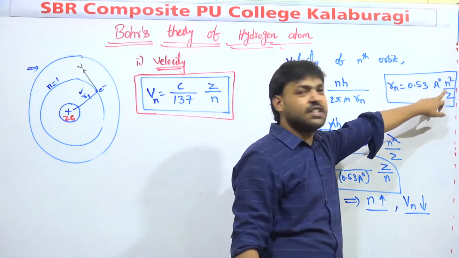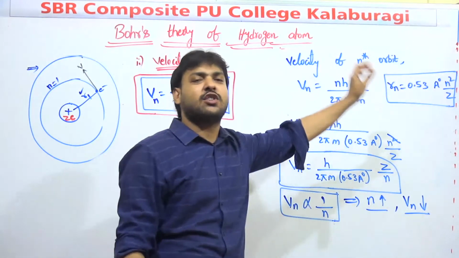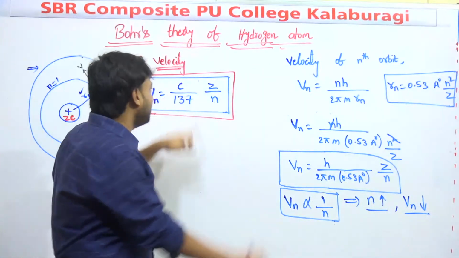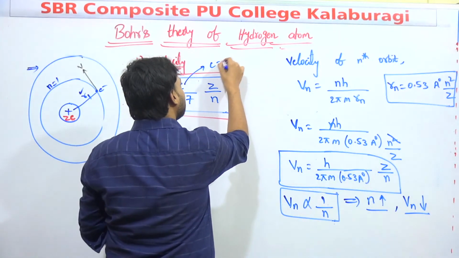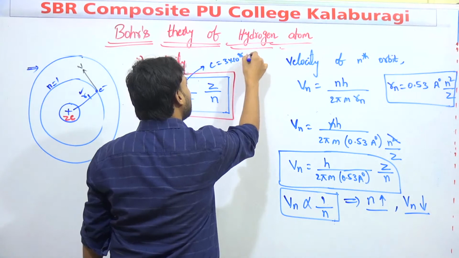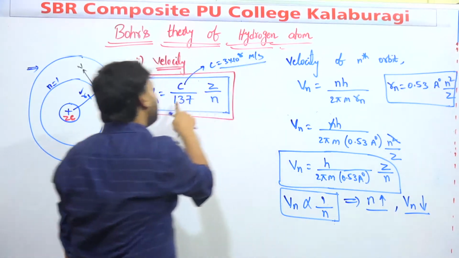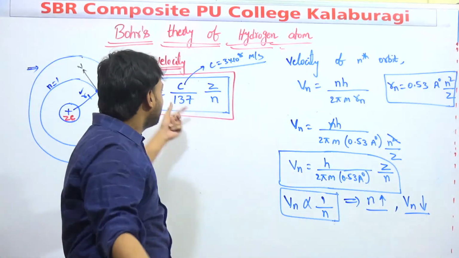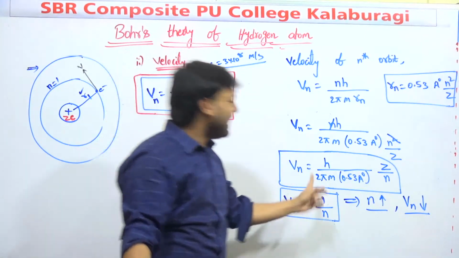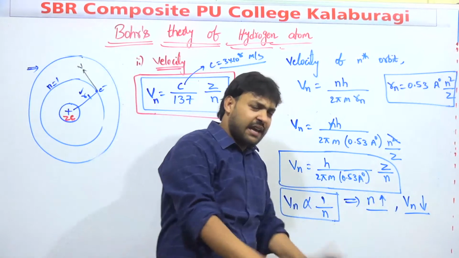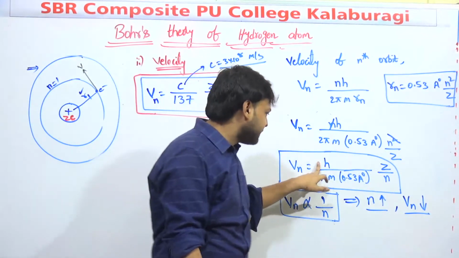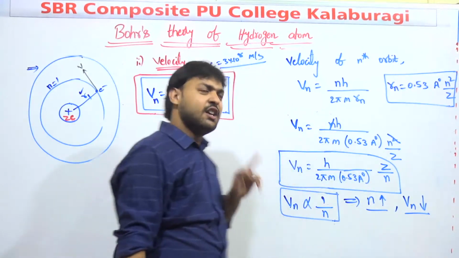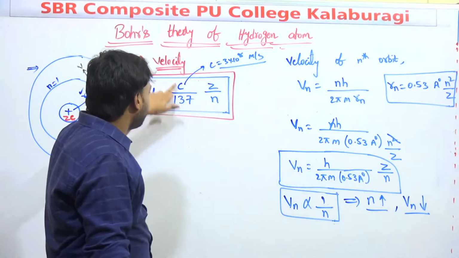The final radius equation is 0.53 angstroms into n square by z. Now your velocity at the nth orbit: what is c? c is the speed of light, 3 into 10 to the power 8 meters per second, divided by 137, into z by n. c is constant. So, sir, how did you get this? Calculate this, have calculators? Calculate 6.6 into 10 to the power minus 34 and the other constants, and you will get the ratio of c by 137.